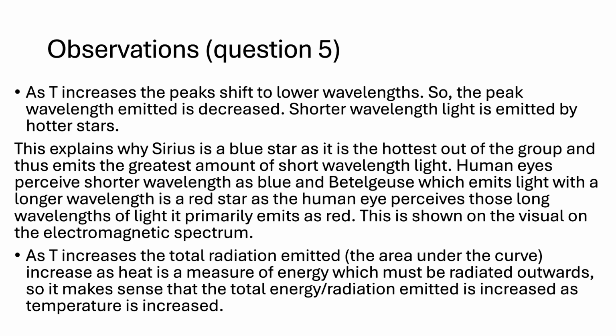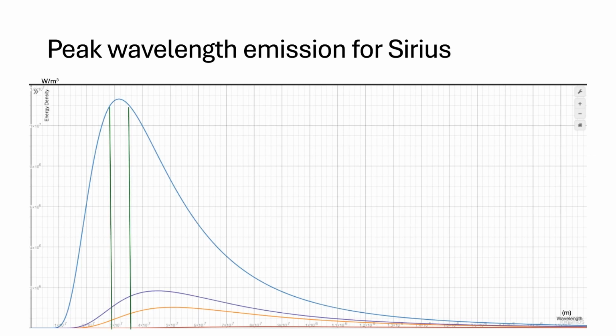As T increases, the total radiation emitted, the area under the curve, increases. Heat, which temperature measures, is a measure of energy which must be radiated out. So it makes sense that the total energy radiation emitted is increased as temperature is increased.